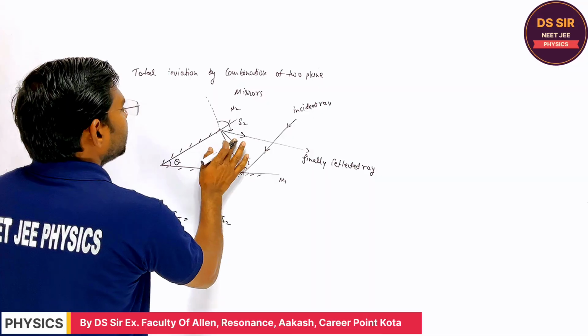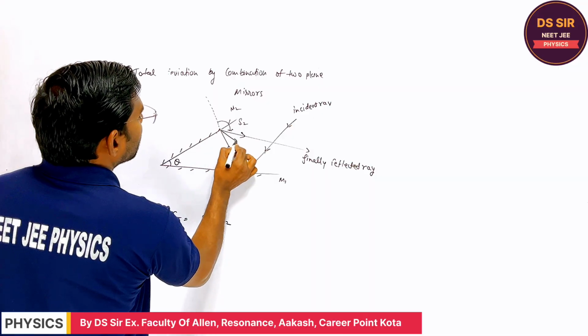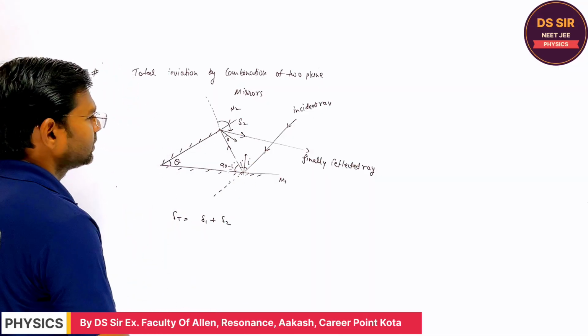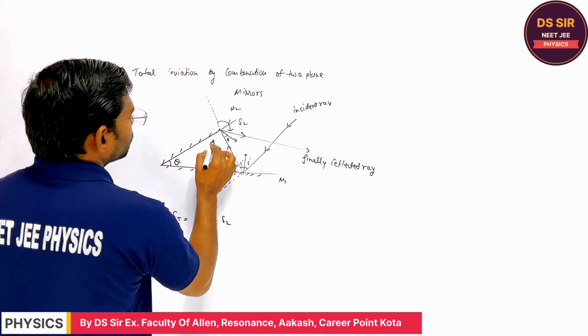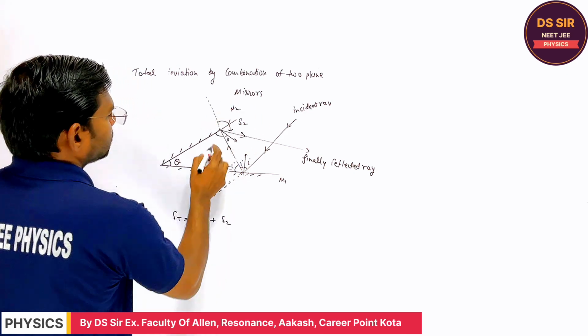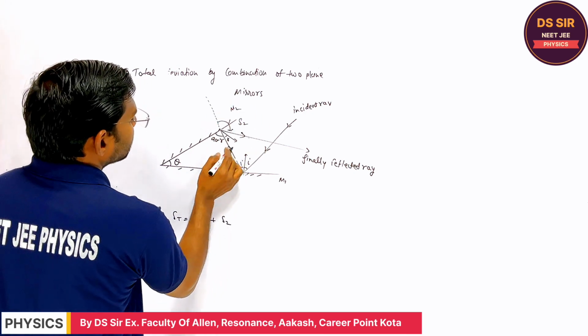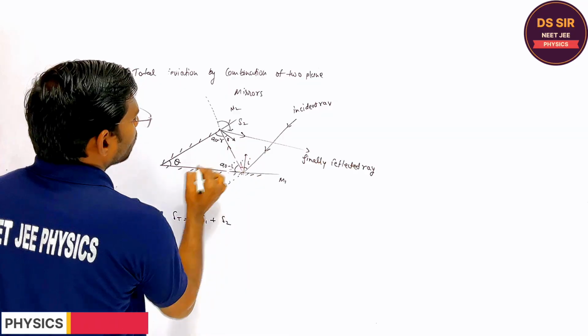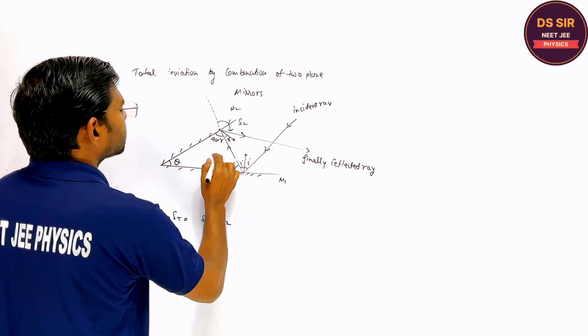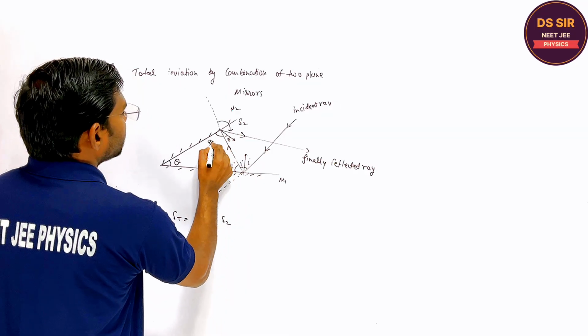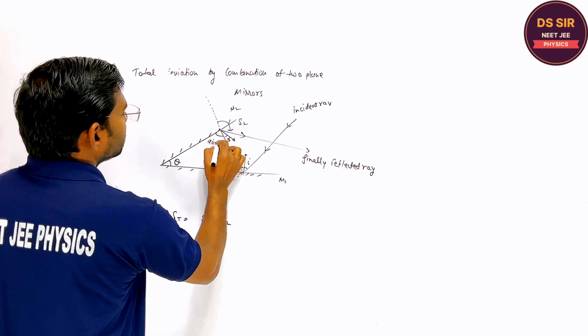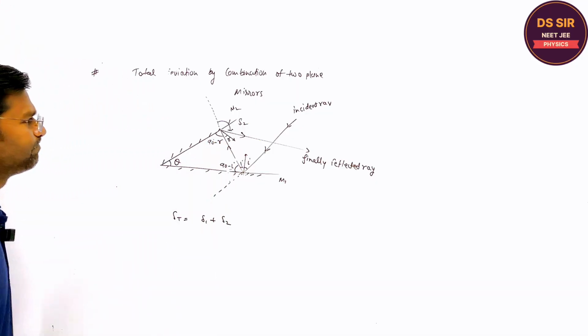If this angle is assumed to be R, what is this other angle? This is 90 minus R, because it is the normal, and this angle is R. This angle is 90 minus R. Is it clear or not?